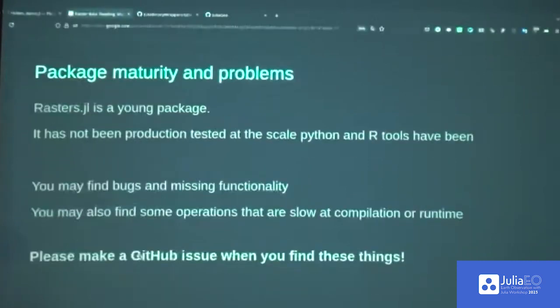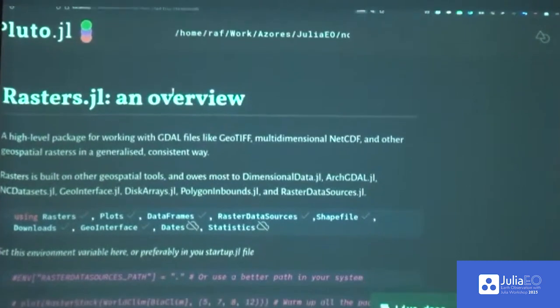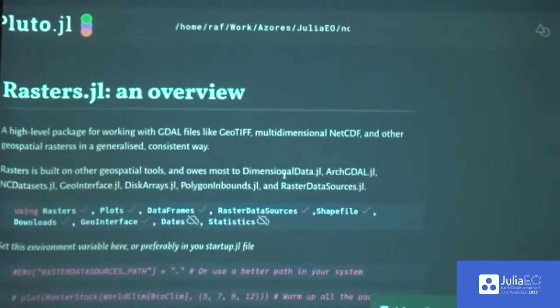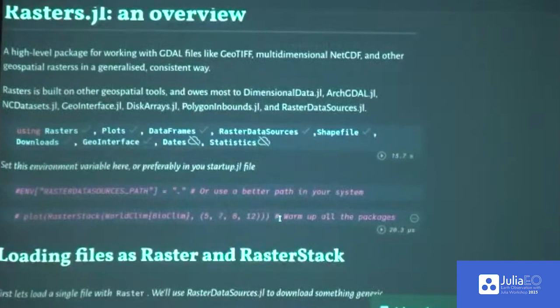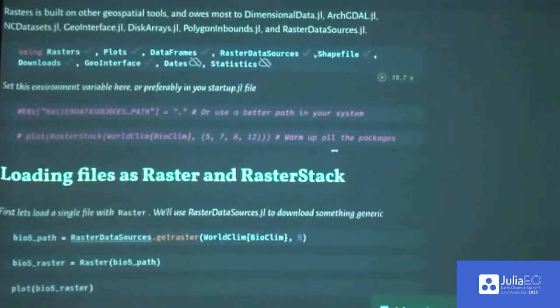Now I'm going to have a look at the notebook and go through a bit of a demonstration of the package. You can load this up. This is in the JuliaEO repository now, under one of the folders. You can find this notebook in the plenaries folder. Okay, so we've loaded a bunch of packages: Rasters, Plots, DataFrames, RasterDataSources, GeoInterface, and we can get started.